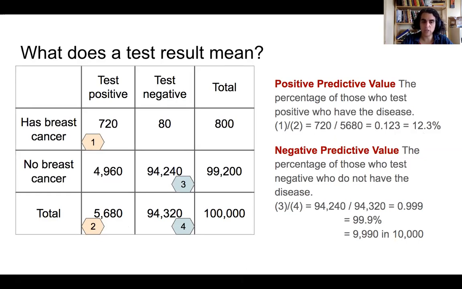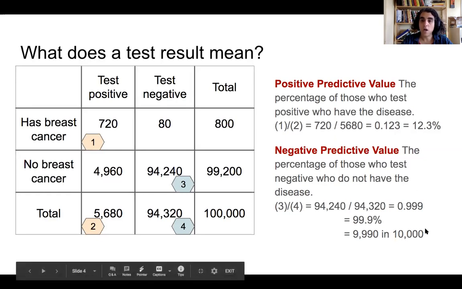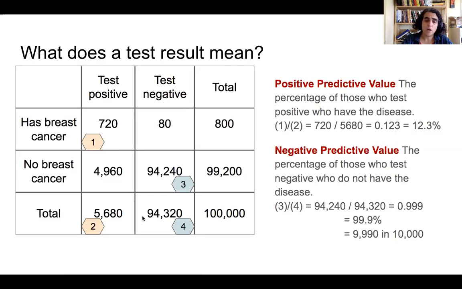That is a startlingly low number for what seemed like a pretty accurate test. On the other hand, when we look at people who test negative, a lot of women tested negative, and you might say, hey, those positive results, most of the women who tested positive were just fine. Does that mean that I should be worried about a negative result? Does that mean a bunch of women who test negative actually have cancer?